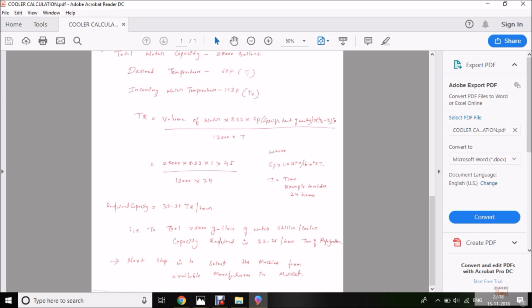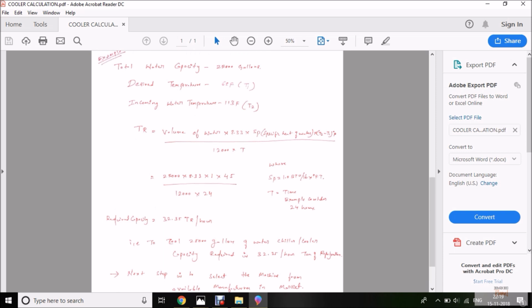So I got a capacity of 32.35 TR per hour. This is for 100% capacity. We also consider a diversity factor of 0.8. So to cool the 25,000 gallons of water, we require a chiller of capacity 32.35 TR per hour. After getting this capacity, you can contact the available manufacturers in your area to select the machine and the power consumption to propose to the client.